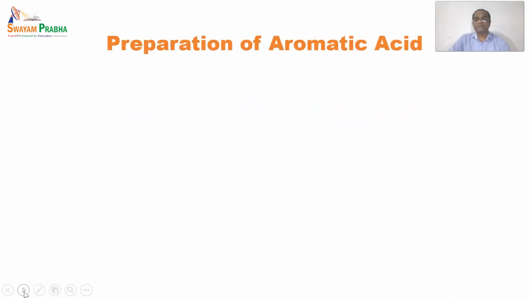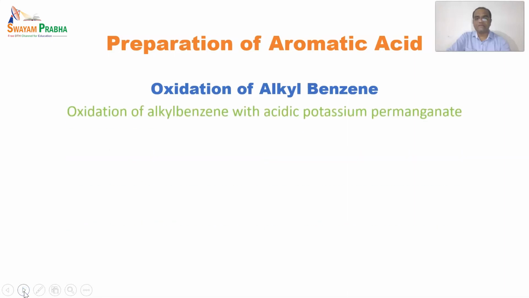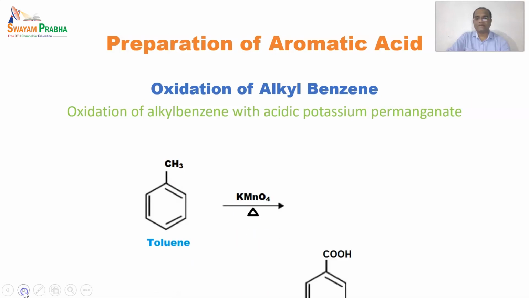Now we'll come towards the preparation of aromatic acids. Here we will be discussing 5 methods of preparation of aromatic acids. The first method is oxidation of an alkyl benzene. Oxidation of an alkyl benzene with acidic potassium permanganate gives benzoic acid.